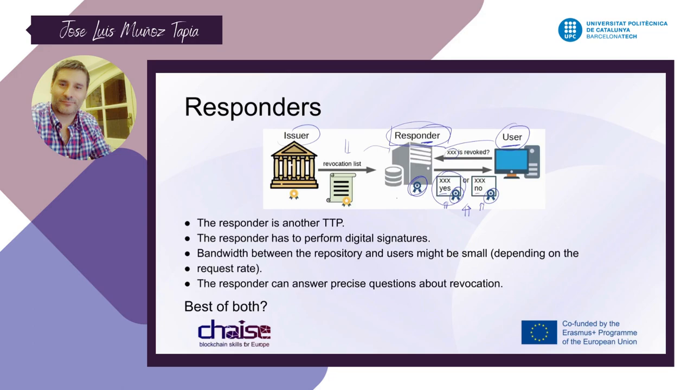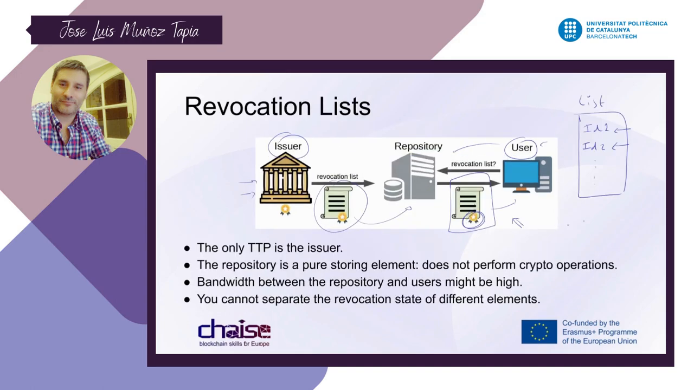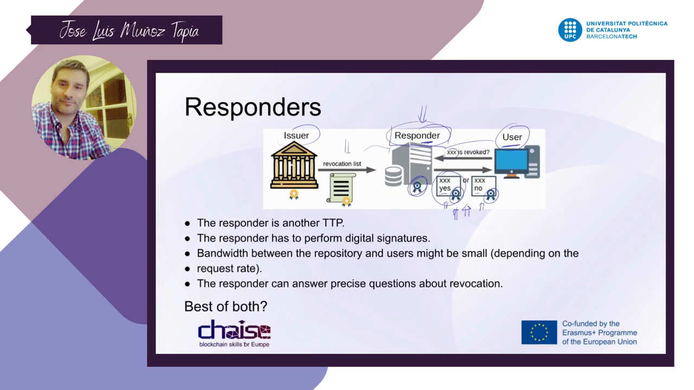So the motivation to introduce the Merkle trees is this. From the scenario with the responder, I like that the answer saying if something is revoked or not is small. And on the other side, I like the repository scenario because this entity is not trusted. It's just a server, a repository where you leave data, but the repository doesn't need to sign anything. It is not a trusted party. So I would like a scenario with the best of both worlds. I would like something with a repository, but the answer should be small.